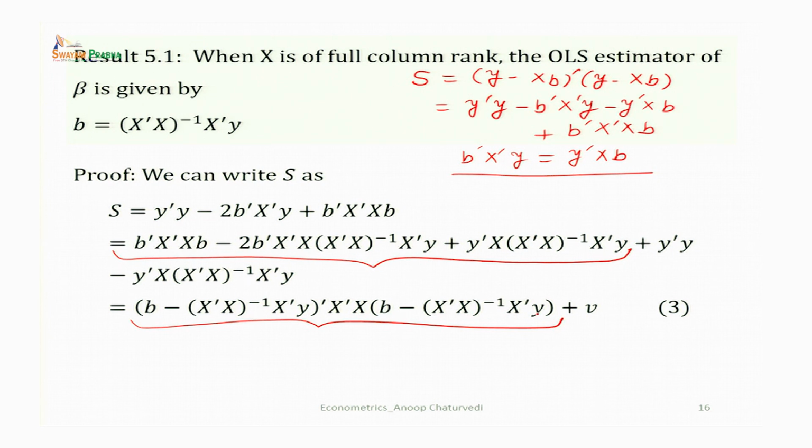You can easily verify it, because the first term is b'X'Xb, you get this, minus 2 times b'X'Y, you get this term, plus you get minus this, so you get plus sign, and then you take transpose of this quantity, Y'X(X'X)^{-1}X'Y, this term, and then we write V equal to Y'Y minus Y'X(X'X)^{-1}X'Y.